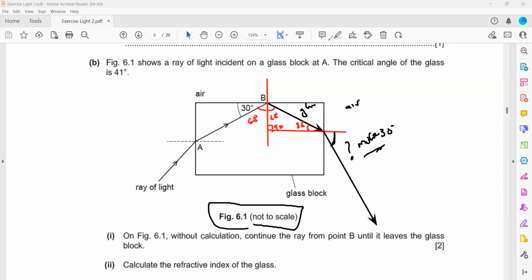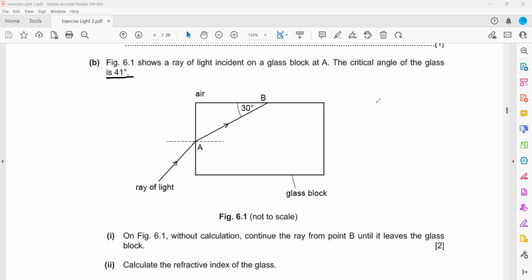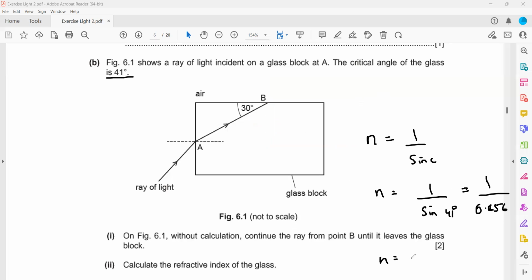Then calculate the refractive index. How to work out a refractive index? We have the critical angle, so we simply use the formula n equals 1 over sin c. So the refractive index is 1 divided by sine of the critical angle, which is 41. What is the value for sine 41? 0.656. So 1 divided by 0.656 is 1.5. So the refractive index equals 1.5. So we have the critical angle, and we work out the refractive index.